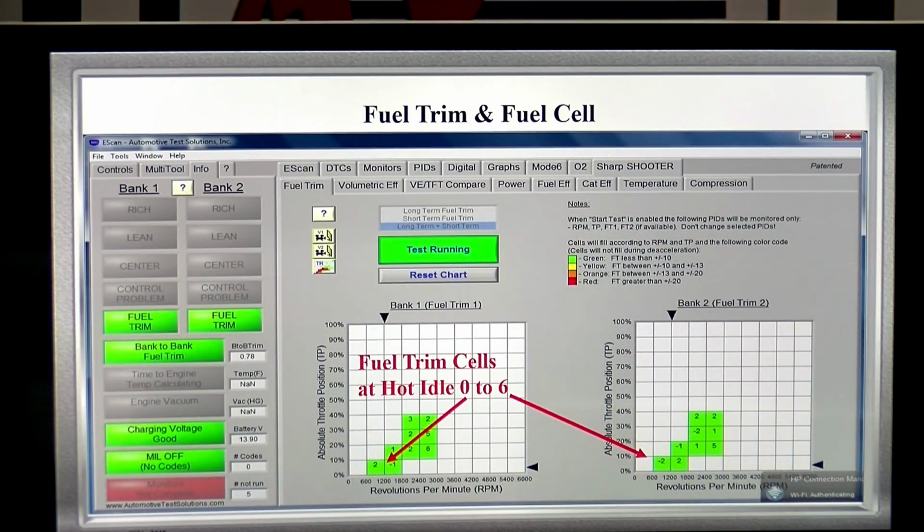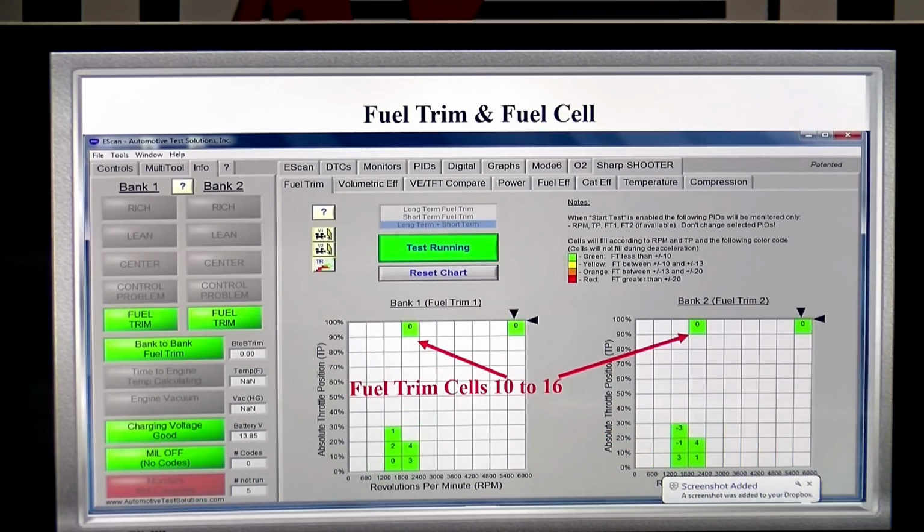Now look at this. Here I'm giving you the fuel trim hot at idle, 0 to 6. We're all in the green. This is good. This is no vacuum leak on this system. None at all. This is a good running vehicle. Now look at this. Fuel trim cells 10 to 16. We're green all the way through. There's absolutely no problem here.